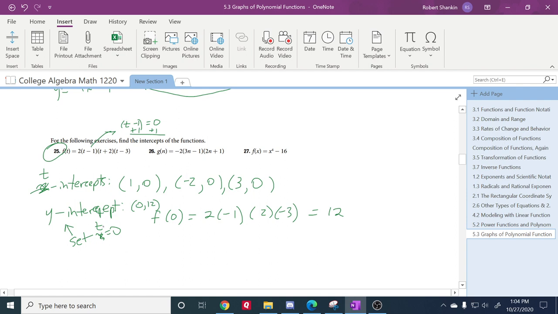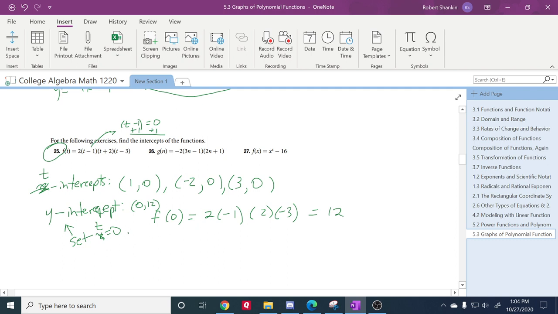And of course, when you plug in t is 0, you're only going to get one answer. So that's why there's always just one y-intercept, and that's consistent with being a function. It said it was a function, and there's got to be just one output for each input. All right, Sasha, does that answer your question?